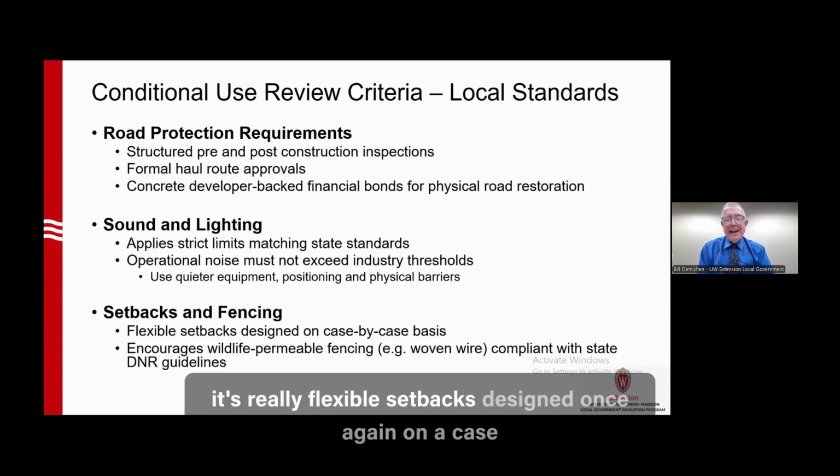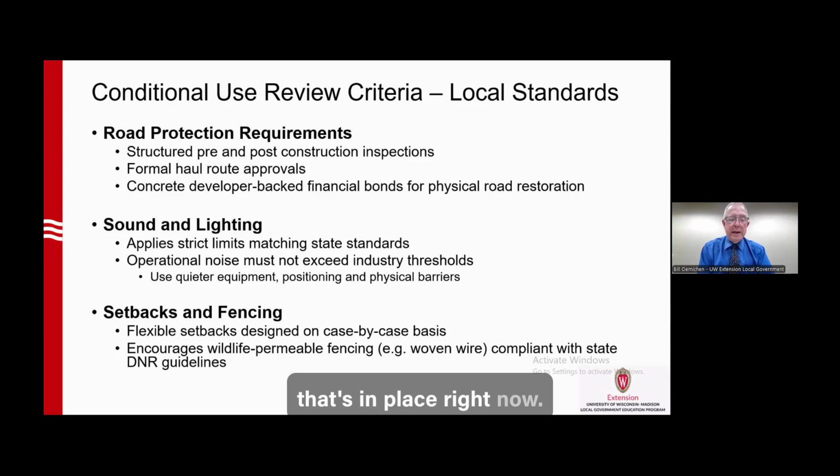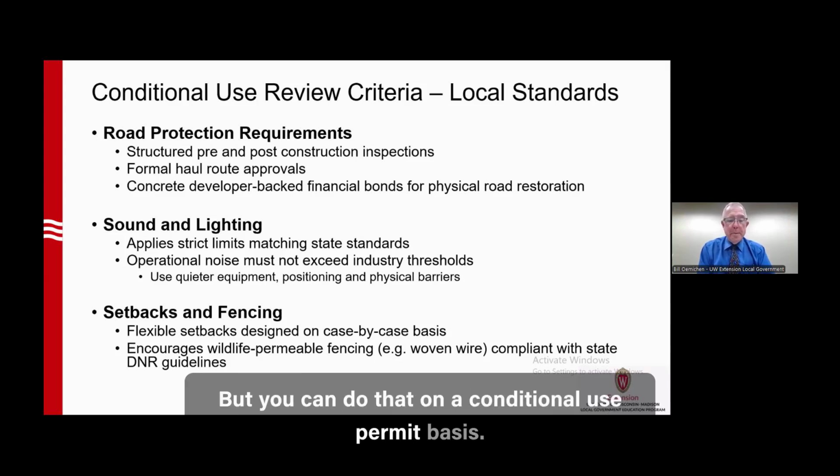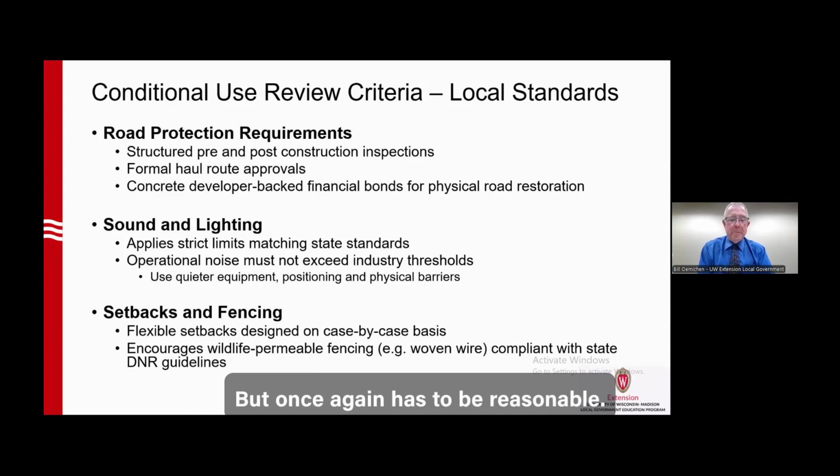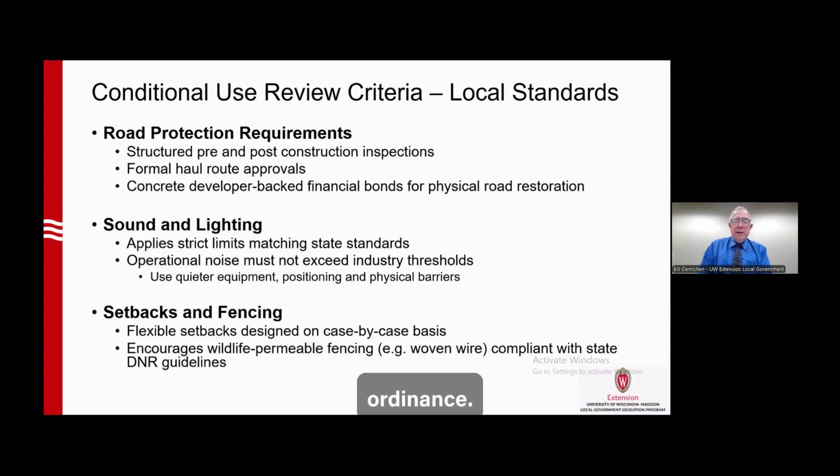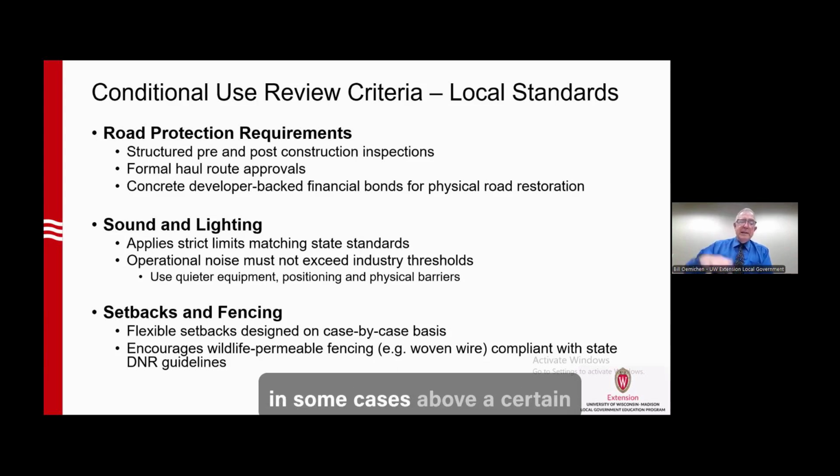Moving on to physical barriers, setbacks, and fencing. It's really flexible setbacks designed, once again, on a case-by-case basis. If you have in your ordinance that there's a mandatory 1,500-foot setback for any solar array, once again, court's likely to overturn that, say that's not allowed under the state statute and the case law that's in place right now. But you can do that on a conditional use permit basis, but it, once again, has to be reasonable. But the town board, or the county board, or the city council, or the village board can, if they can support it with facts, determine that a specific type of setback is required, and we have that flexibility written within the model ordinance.